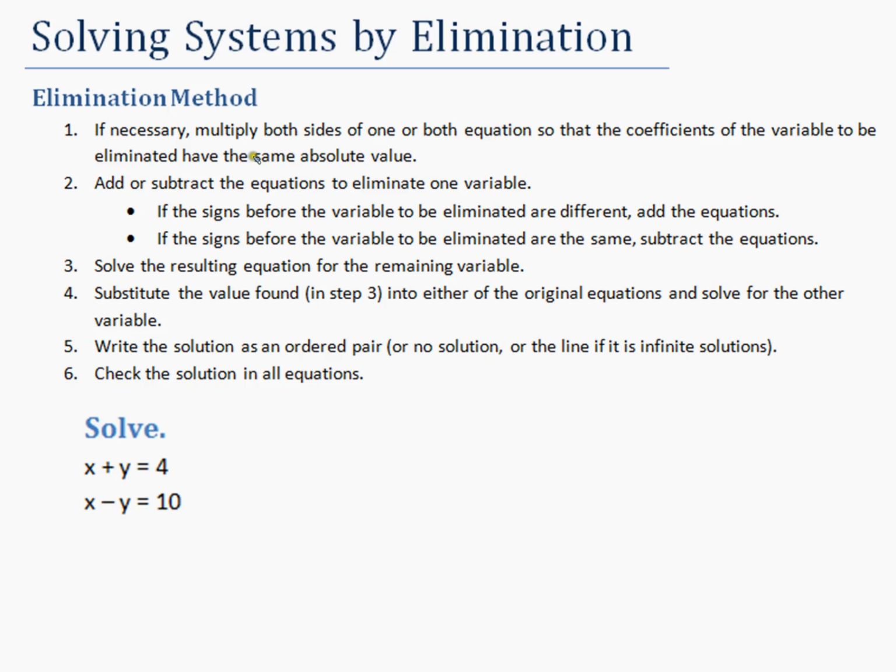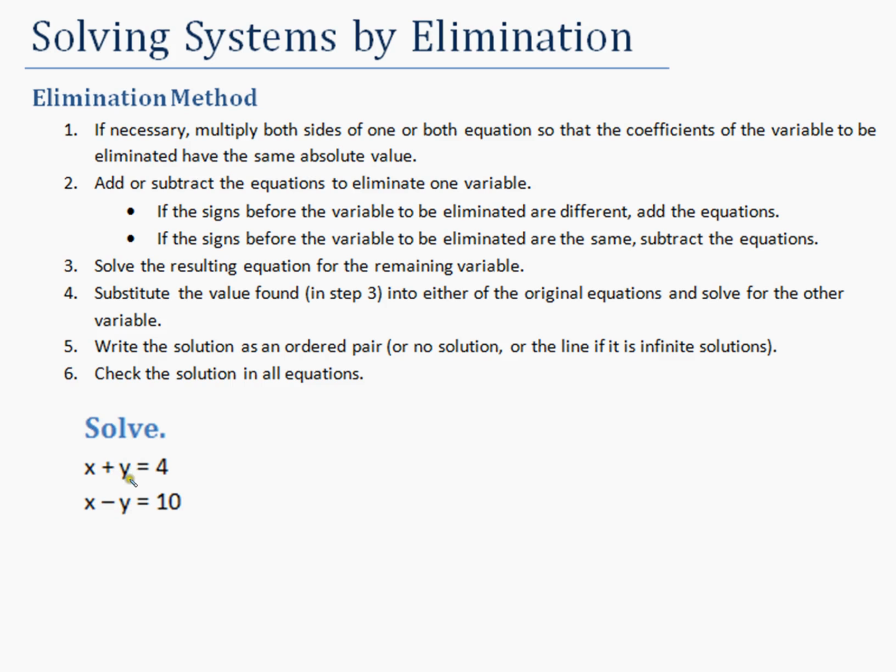So we don't need to multiply both sides of the equation in this case. What we want here is the same coefficient with opposite signs. Or with the same sign, it doesn't matter, but opposite signs is the nicest. So what we're going to do is go to the second step and add or subtract the equations to eliminate one variable. We see here that there's a y and a negative y.